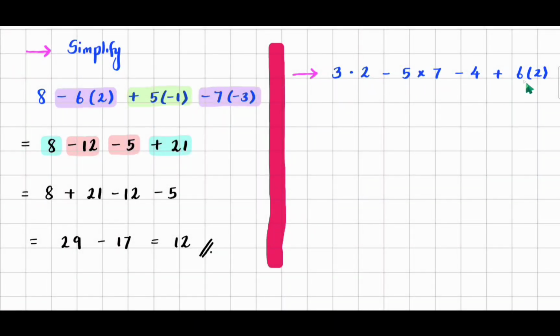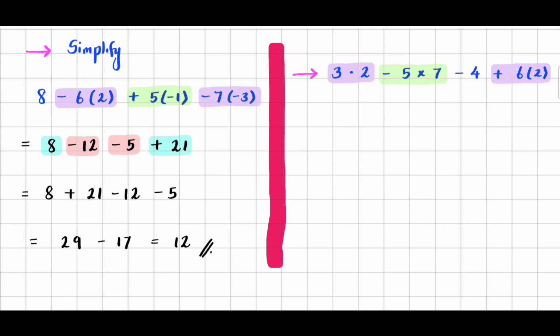Now let's look at our second example here. Firstly, we are going to again mark our multiplication. So here we have 3 times 2 indicated with a solid dot. So we know this is going to be multiplication here. Then we have negative 5 times 7 indicated with the traditional sign. So this is going to be a multiplication. And then we have a minus 4. Then a plus 6 times 2. So again multiplication here. As you can see now, we have marked the numbers, we have indicated the multiplication.